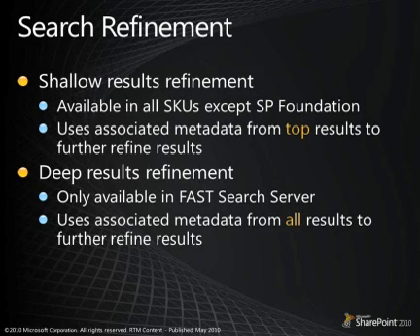Search refiners are a way to group and display search results based on associated metadata. In SharePoint 2010, we have what are known as shallow refiners, which use associated metadata from the top results returned from a query. In FAST, we expand this concept further to offer deep refinements, which use metadata available from all the search results returned from a query. Part of the power of these refiners is the ability to scan the refinement list and reissue the query based upon the refinement category. For example, if the document type refinement showed that you had 40 Word documents out of the 100 results, you could choose to reissue the query and filter down the results to just those 40 Word documents.